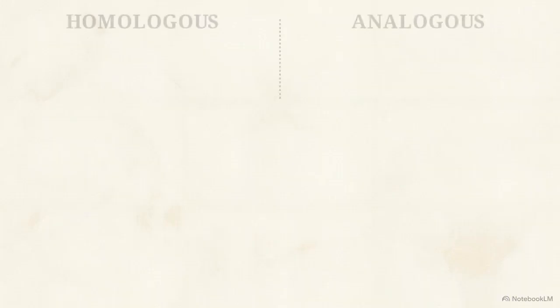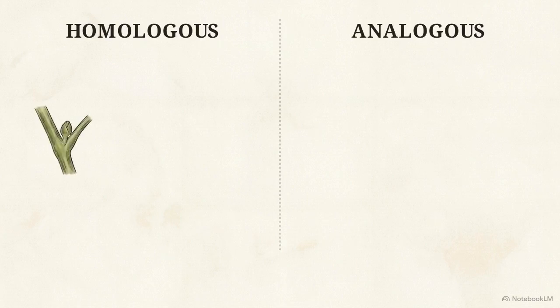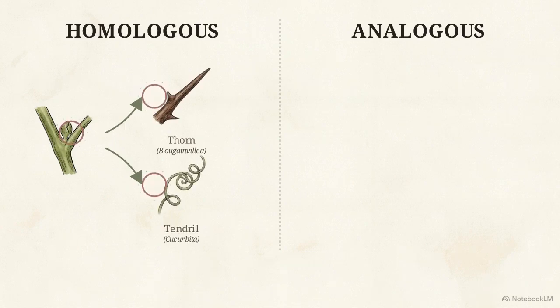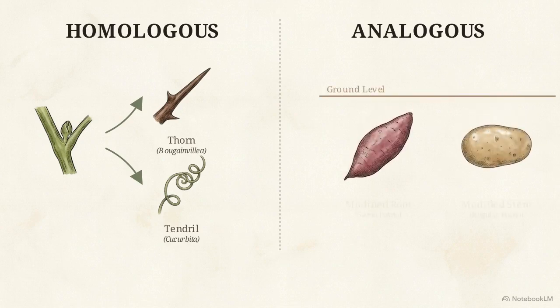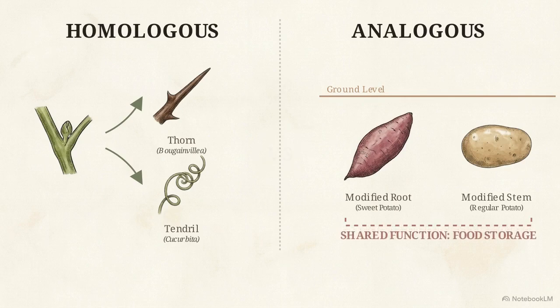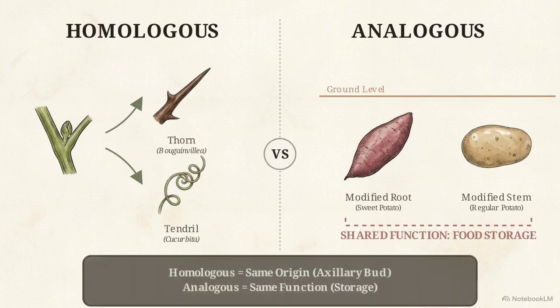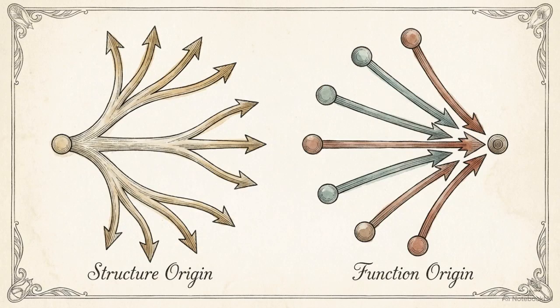Be careful with plant examples on your exam. The thorns of a bougainvillea and the tendrils of a cucurbita are homologous because they both originate from axillary buds. However, sweet potatoes and regular potatoes are analogous. One is a root and the other is a stem, even though they both store food. Comparative anatomy proves that organisms either diversify from a shared ancestor through homology or converge on similar solutions through analogy.